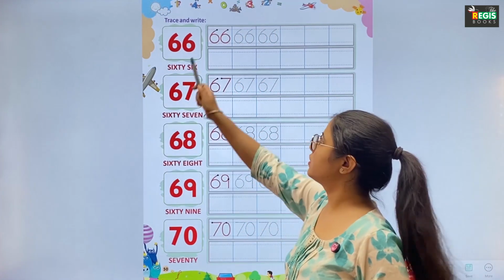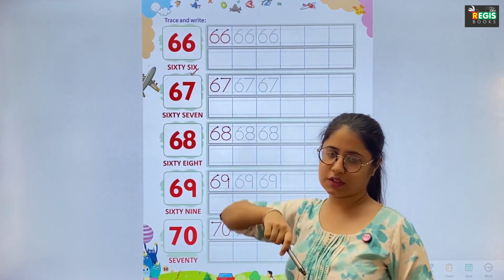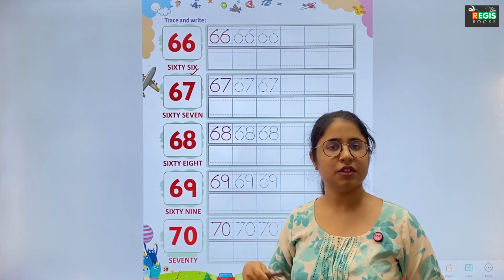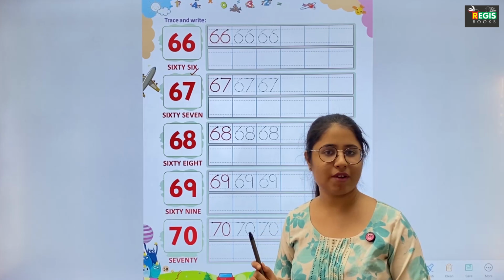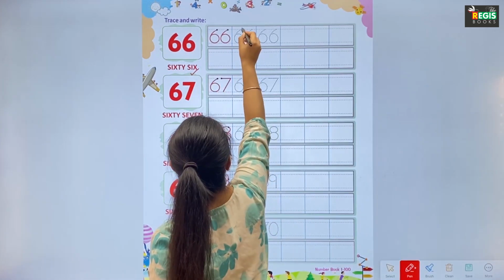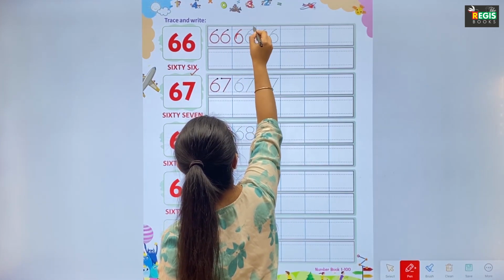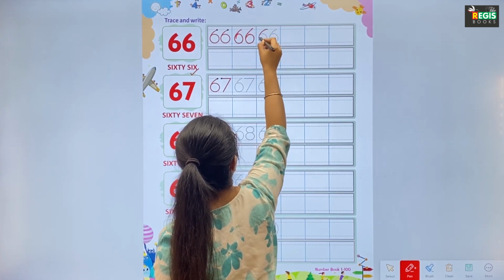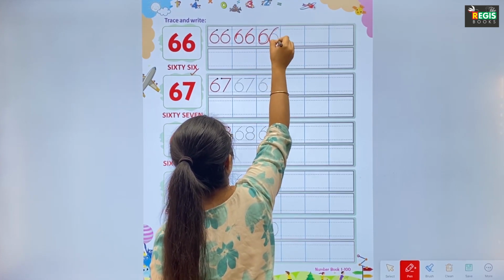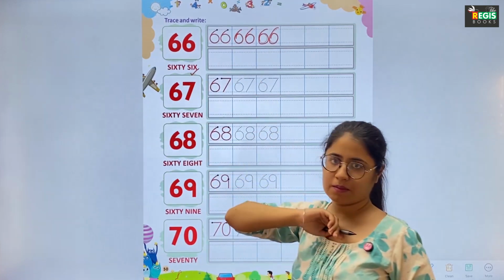Trace and write 6, 6, 66. So we write the number 66 by writing 6 2 times together. Let's write with me. 6, 6, 66.